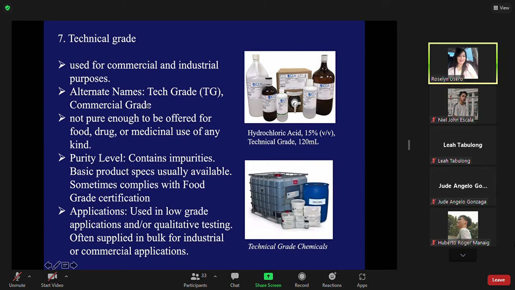So take note of this class kay sometimes no sa board exam like for example TC grade is also so pangita mo the A B C D mo na ba, so just be familiar with it and its alternate names. Okay, this is not pure enough to be offered for food, drug, or medicinal use of any kind.